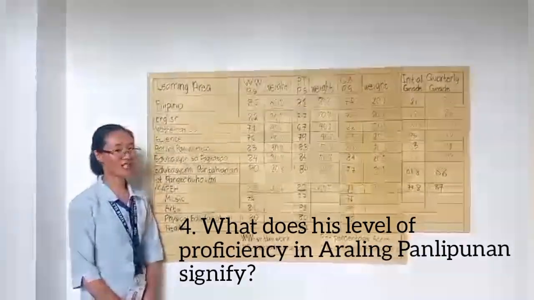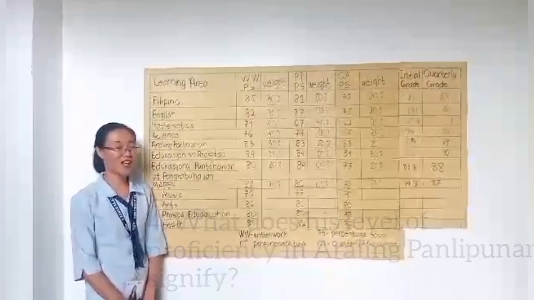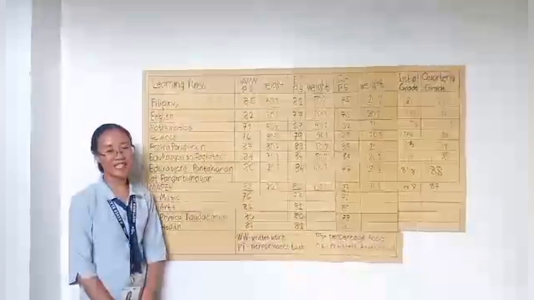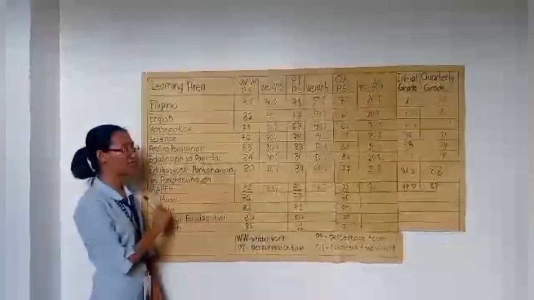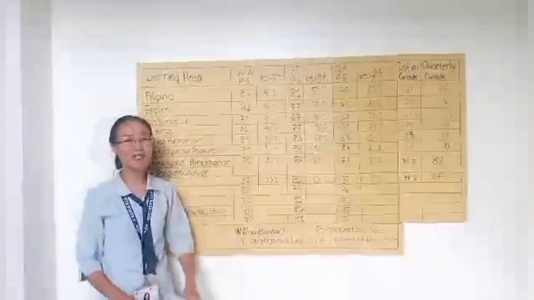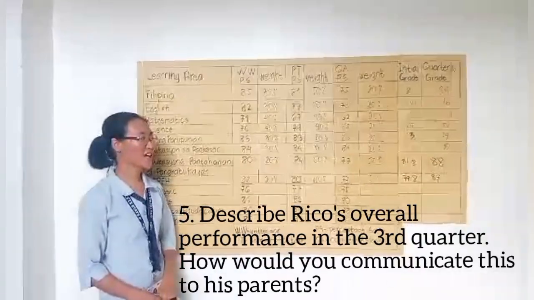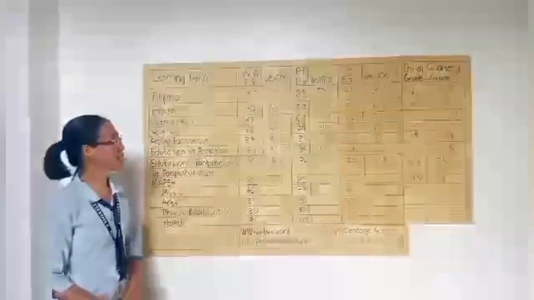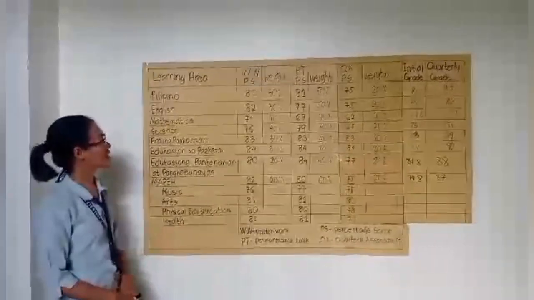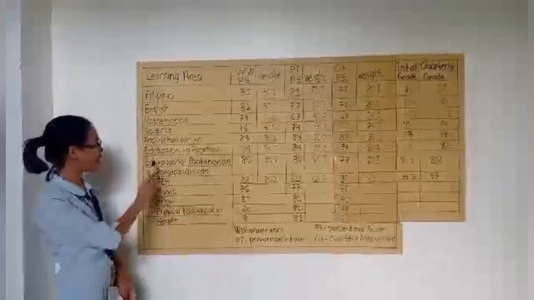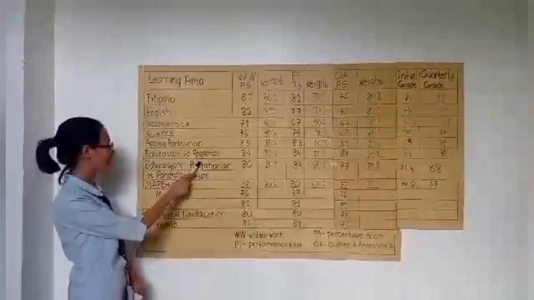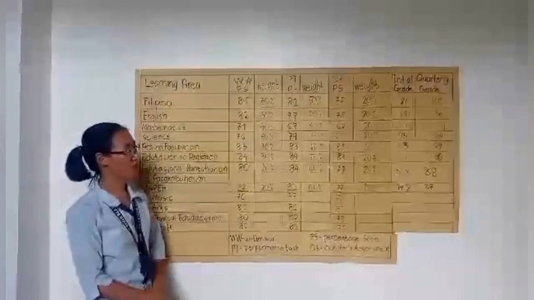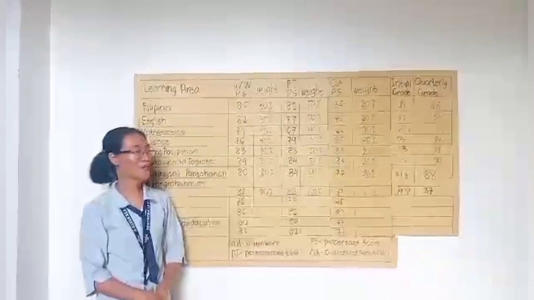With the use of the grading scale with the corresponding descriptors, his level of proficiency in Araling Panlipunan is very satisfactory. So Rico did good in this subject. Rico's overall performance needs improvement. Rico has a specific weakness that needs to be addressed. We can see that Rico's strength is Filipino, English, Araling Panlipunan, edukasyon sa pagkatao, edukasyong pantahanan at pangkabuhayan, and MAPE, which showcase his excellence in non-numerical subjects.